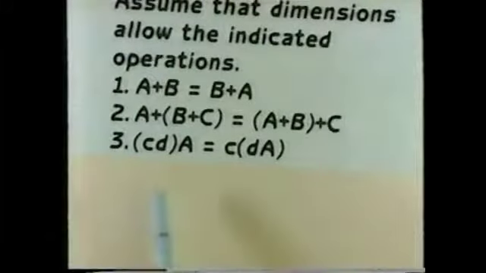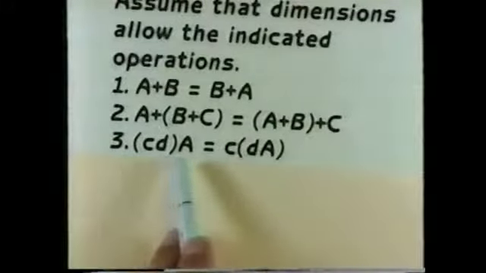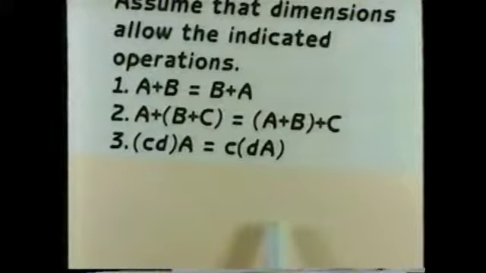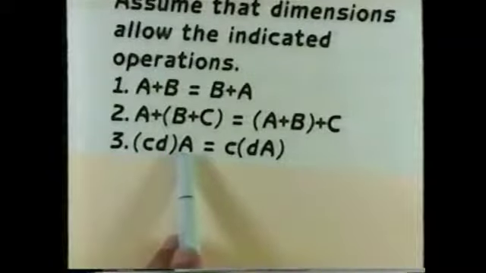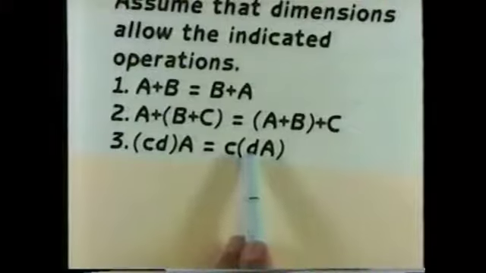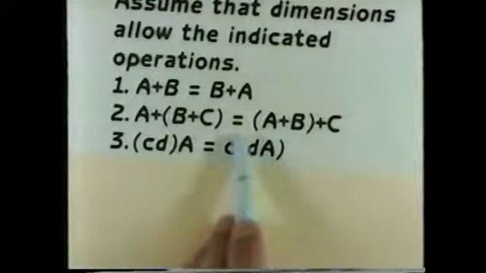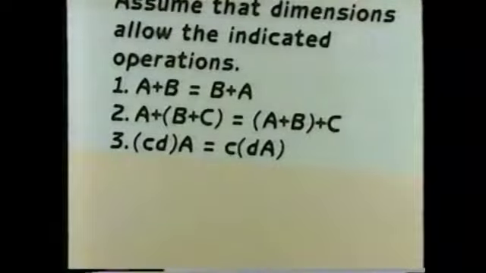Property 3 is a type of associative property involving scalar multiplication. If I have 2 scalars C and D, I can multiply the scalars and then multiply by the matrix and get the same answer as I would if I multiplied the scalar by the matrix and then multiplied by the second scalar.